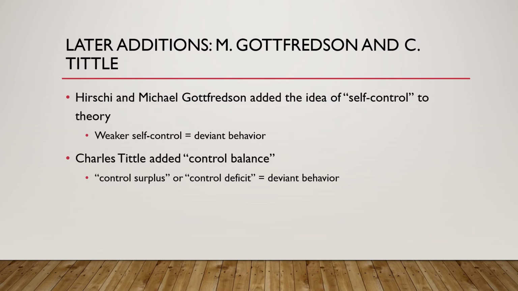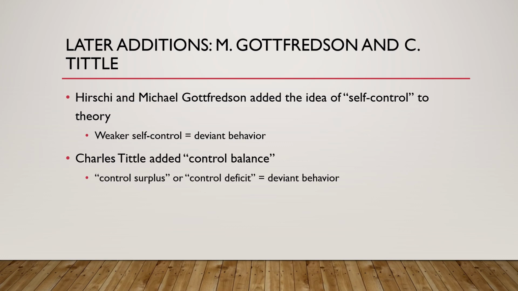So later additions to this theory, the first one is a team effort between Hirschi and another sociologist named Michael Gottfredson. They added the idea of self-control. Self-control is also a really big determinant of whether we are involved in deviant behavior. As it says on here, the weaker your self-control is, the more likely you are to be involved in deviant behavior because you can't control your actions. You're more impulsive and things of that nature.